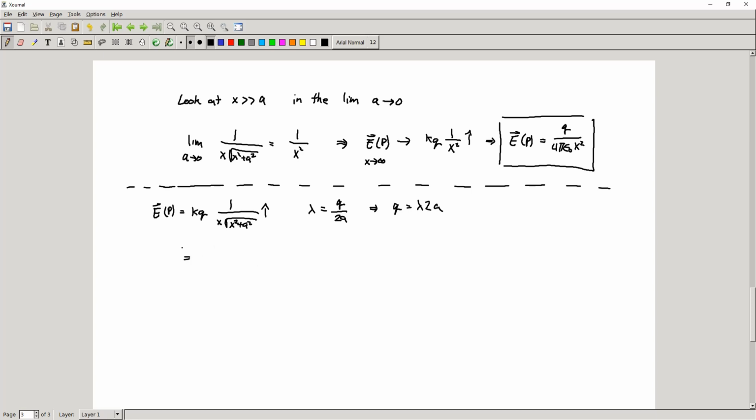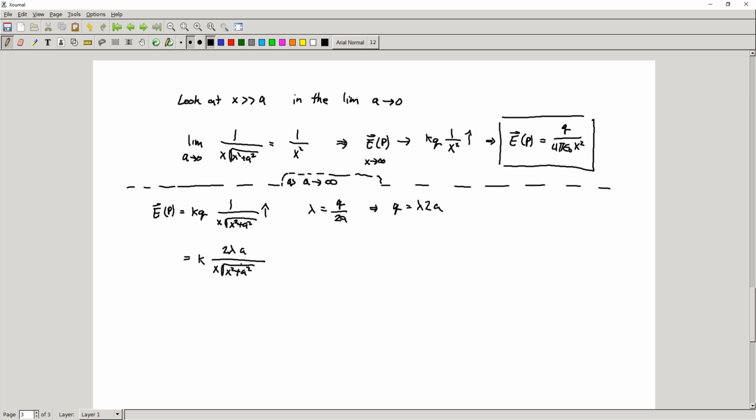I'll just rewrite it here. So we're going to end up with k. And remember, this is going to be as we let a go to infinity, okay? I don't really have space here anymore. And so after we make this q substitution, we end up with an expression that looks like this: 2 lambda a over x square root x squared plus a squared, okay?